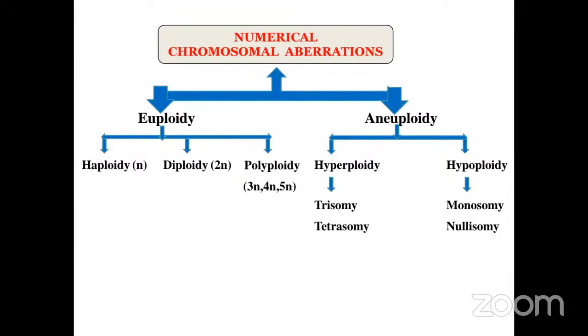Euploidy means the entire set of the chromosomes is duplicated. So euploidy has various types. Haploid, you know, the gametes are haploid. When two gametes are fused together, diploid conditions can be formed. And from 2n, if we give colchicine treatment, it will become polyploid like 3n, 4n, 5n. So this is regarding numerical chromosome aberrations. Whatever we saw previously was structural chromosome aberration, like deletion, duplication, inversion, and translocation.